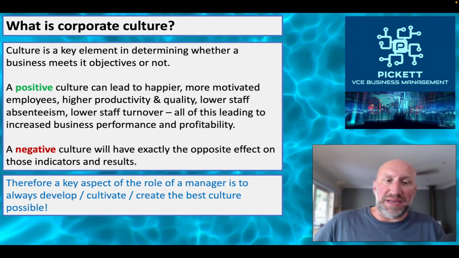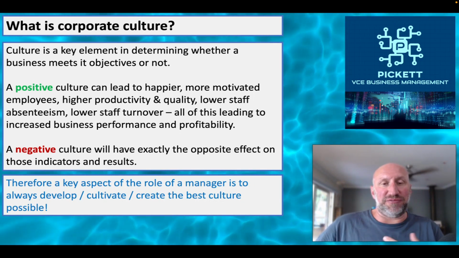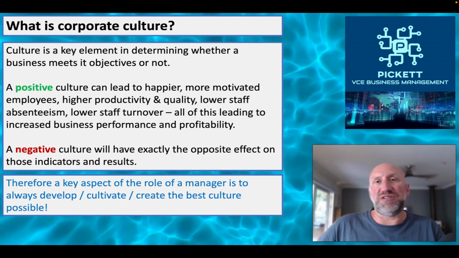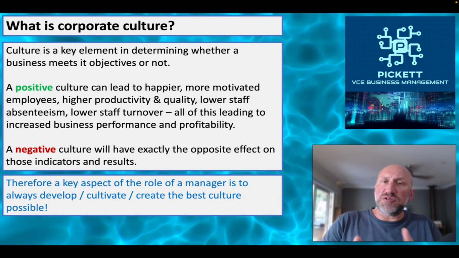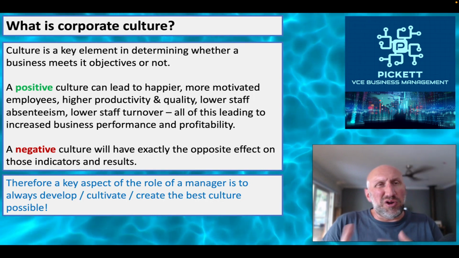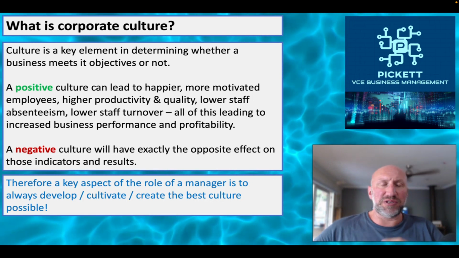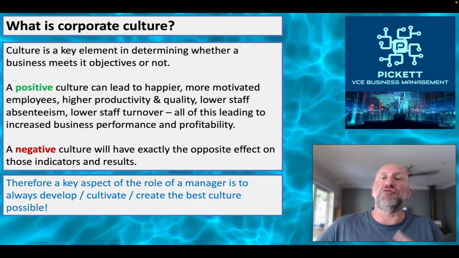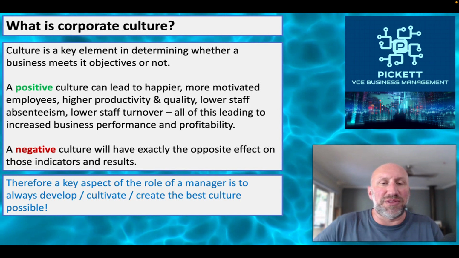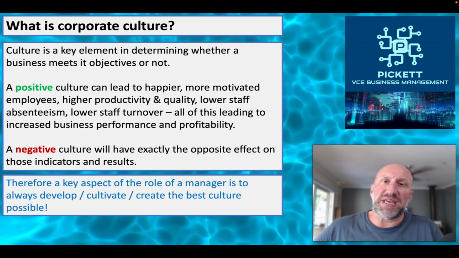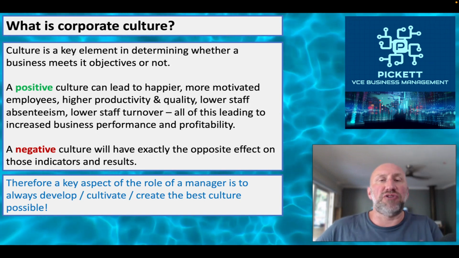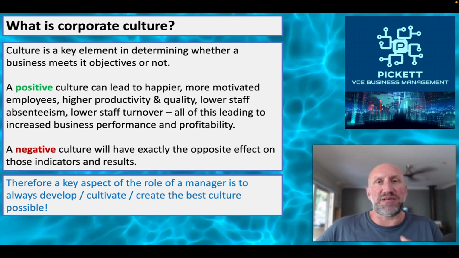Because of that, it's absolutely a key aspect of the role of any manager to always be developing, cultivating, creating. Those words are used interchangeably in questions. It might talk about developing a culture, cultivating a culture, or creating a culture. All mean the same thing.